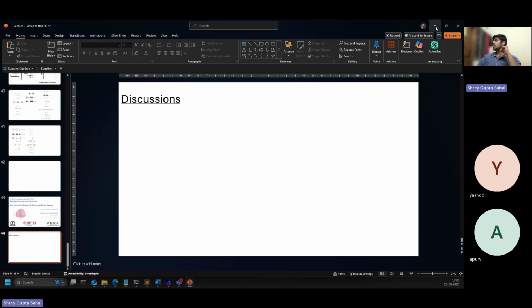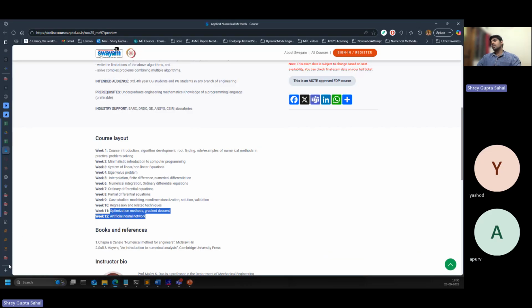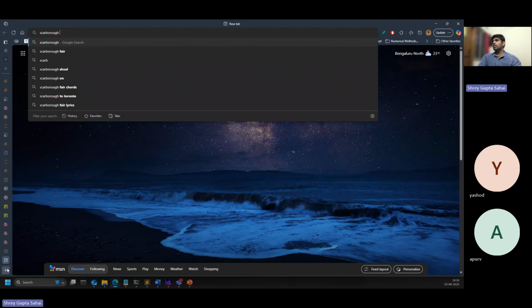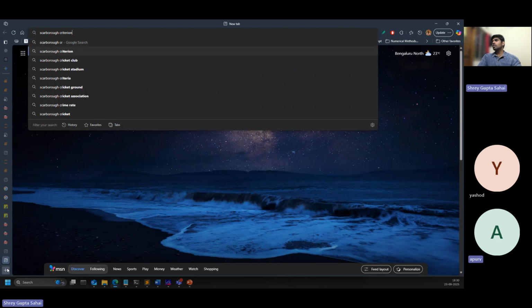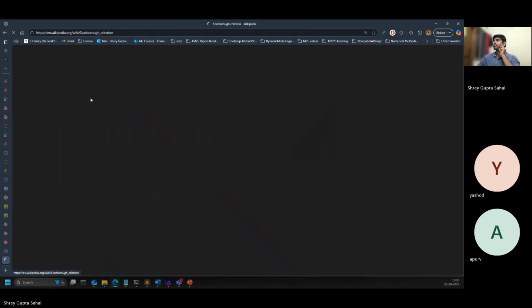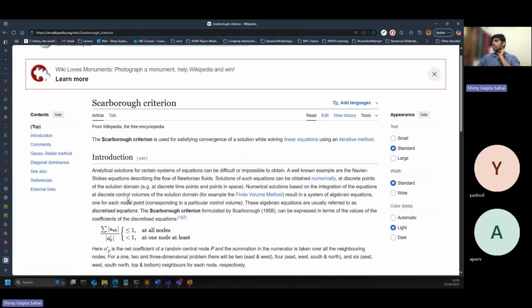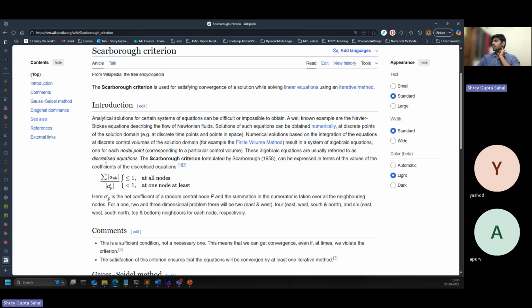Well, I've heard of it, but I'm not really sure. Let's see. What does it say? Scarborough. I don't know the spelling. It's solving linear equations using an iterative method. Okay, is this what it is? Is it not called the positive coefficient criteria? The positive coefficient criteria is just by observation, right? There's nothing much deep mathematics behind it.